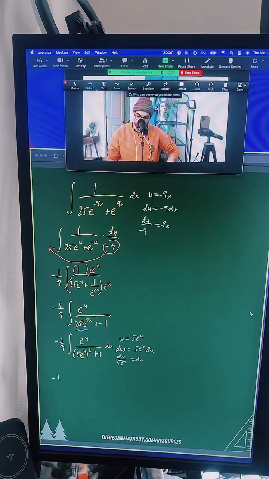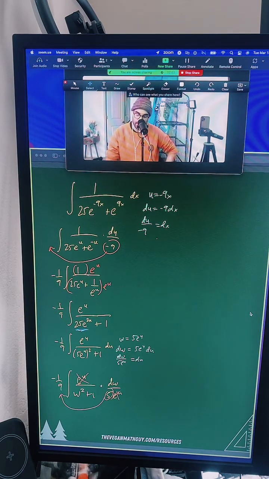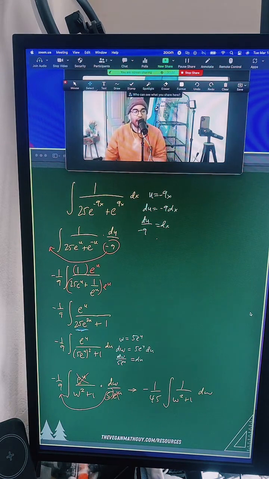And now what we have is negative 1/9 integral of e to the u over w squared plus 1 times dw over 5e to the u. I don't know why I did so many u's here, but you could have done this in a lot fewer steps, and you're going to see why I'm saying that. The e to the u's cancel out. The 5 can be brought out here. So now we have this integral, negative 1 over 45, integral of 1 over w squared plus 1 dw. And this is just a classic arctan.